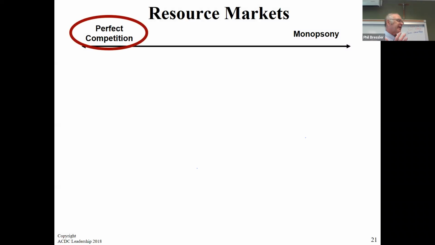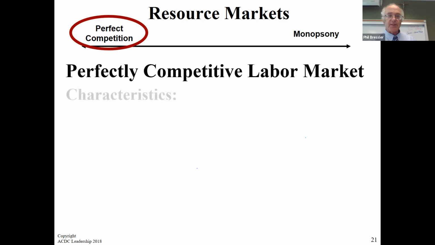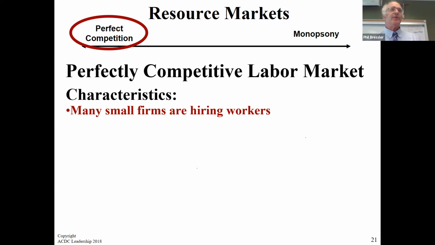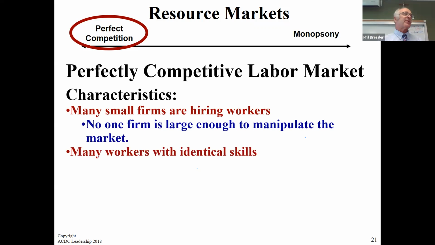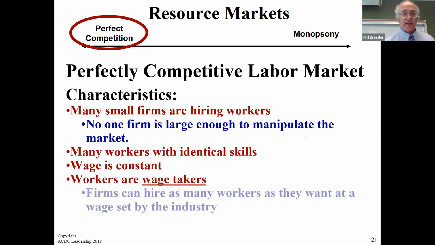I'm going to just give you the characteristics, and if you have the notes, I think I printed in these characteristics. Perfect competition: many small firms, no one firm could do anything. Many workers with identical skills. Me and Will might have different skills, but the skills needed for the job we both have. Wage is constant. That's why MRC equals wage, why we're wage takers, and why the labor supply MRC is perfectly elastic.